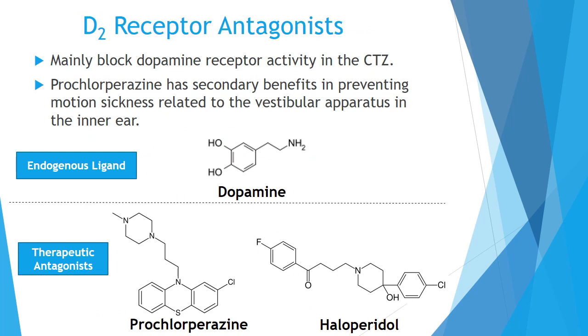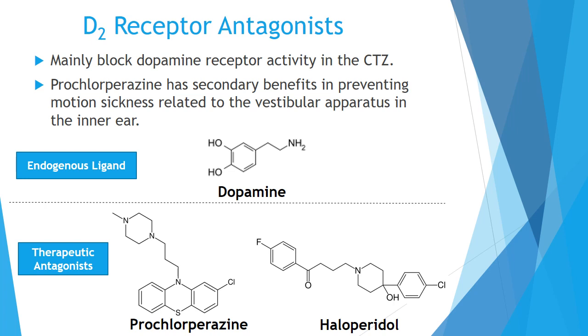Next, D2 receptor antagonists. They mainly block dopamine receptor activity in the CTZ. And I should have mentioned that earlier, but remember, back at that image with all the receptors, dopamine receptors are there. They're in the CTZ, and that's where you sense toxins. And I also mentioned that the dopamine 2 receptors are also in the enteric neurons that are going to help to trigger that prokinetic effect.